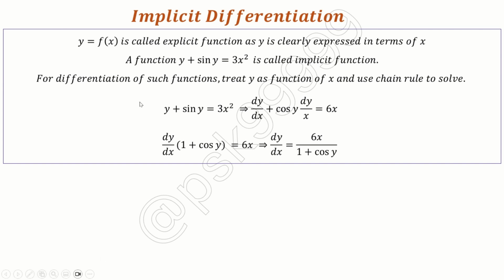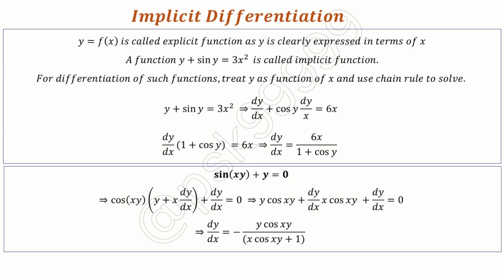Just take an example: y plus sine y equal to 3x square. Differentiating with respect to x, dy by dx, then sine y gives cos y into dy by dx, which is equal to 6x. Now you take dy by dx common, it becomes 1 plus cos y, equal to 6x. So dy by dx is nothing but 6x by 1 plus cos y. This is how you solve implicit differentiation functions.